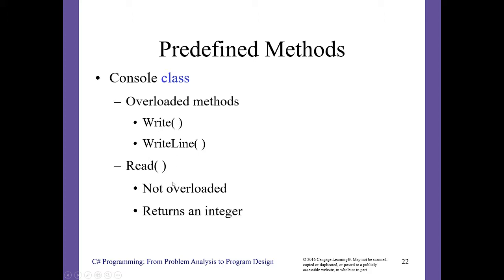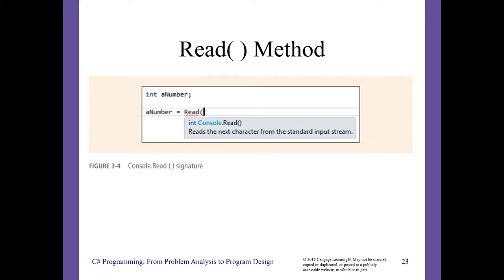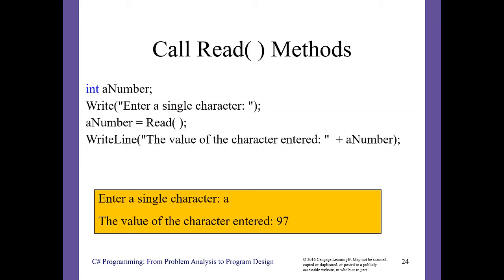Now the read method, conversely, is not overloaded. It always just reads in an integer. So if you type the letter K, it gets pretty mad at you. But different methods do different things. So here's our read. Notice it doesn't tell us that there's any overloads in the IntelliSense, but it is still helpful in telling us what we need for that read method.